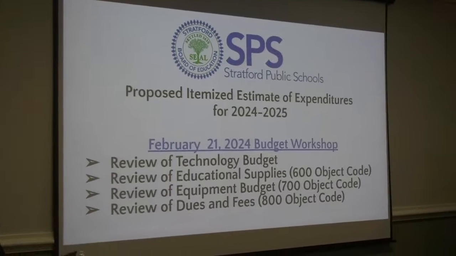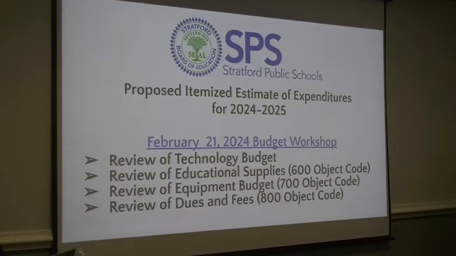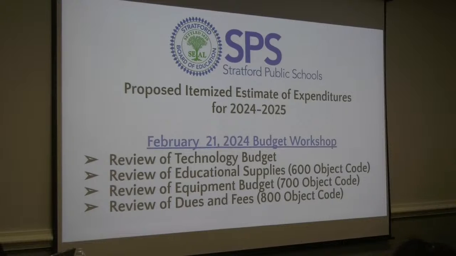Okay, good evening, everyone. Sorry for any confusion on our agenda, but tonight we will be reviewing actually the balance of the fiscal year 25 financial plan that we presented to you. And yes, we will be getting to the technology budget, but we're also going to be reviewing educational supplies, the equipment budget, and dues and fees.